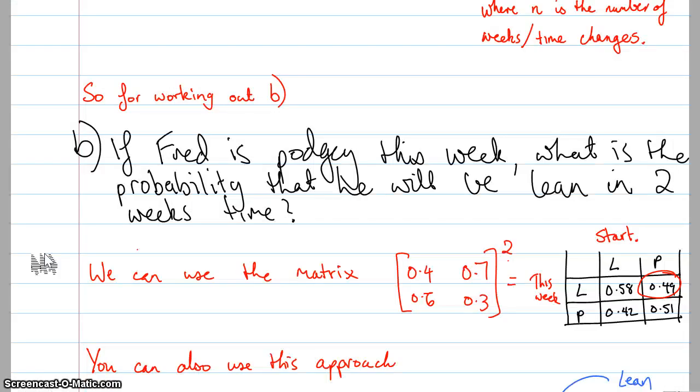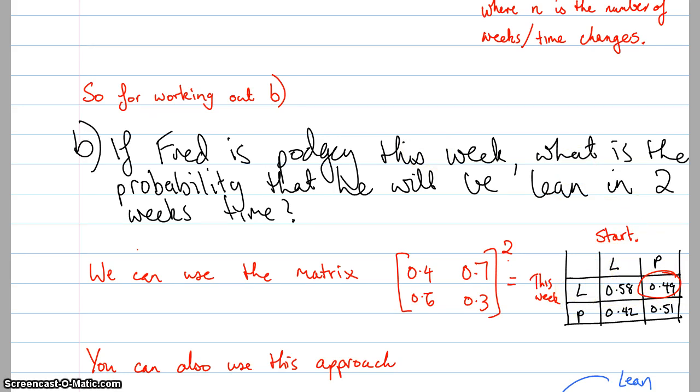So that matrix there means that from the start, if I'm podgy this week, in the week that I'm looking for, it will be 0.49. So podgy to lean is 0.49. That's the probability that I'll get. That's the answer that I'm looking for. But if I was asked lean to lean, then that would be 0.58. Hopefully that makes a little bit of sense.